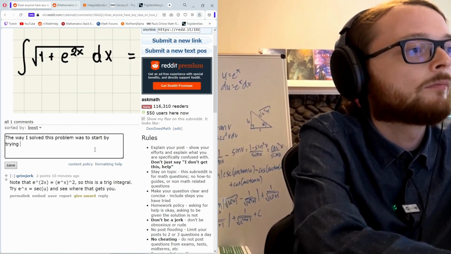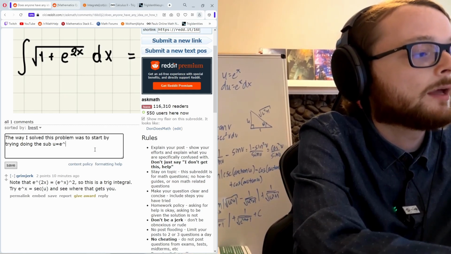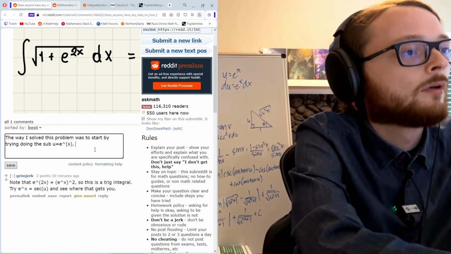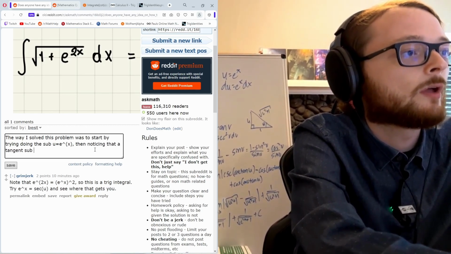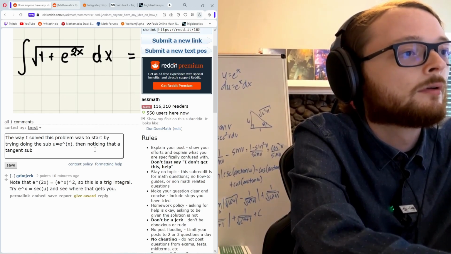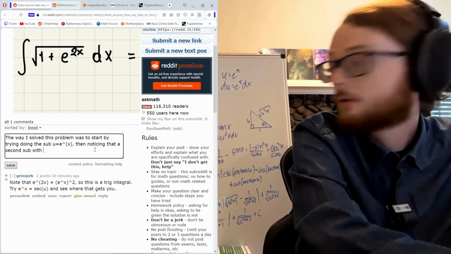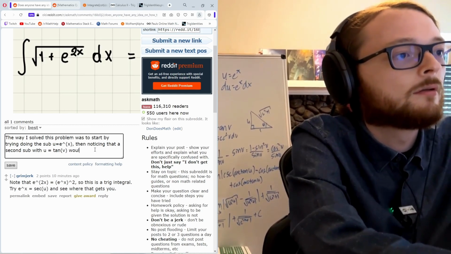I am doing the sub u equals e to the x, then noticing that a tangent sub, at a secant sub, with u equals tan v would help.